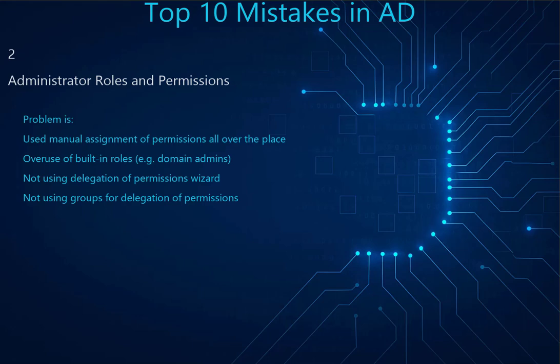The overuse of built-in roles, for example, domain admins, like everybody was just given the domain admins permissions to make it easy. And then, with those permissions, that role group, you find low-level admins making mistakes that cause serious problems in the environment that they shouldn't be able to do because they shouldn't have that permission to begin with inside of that role group.